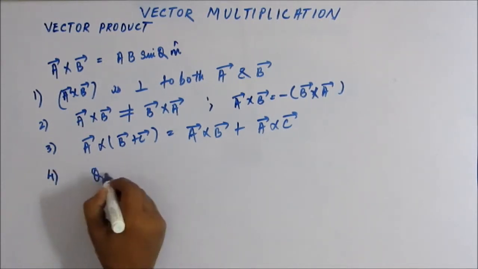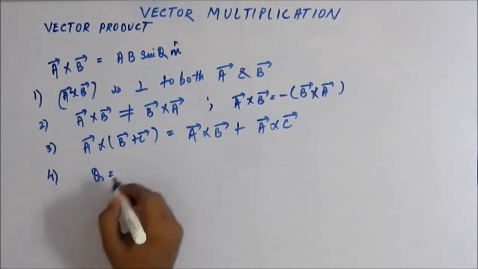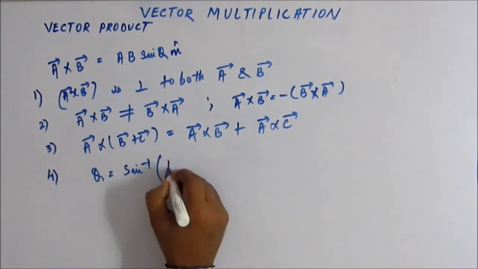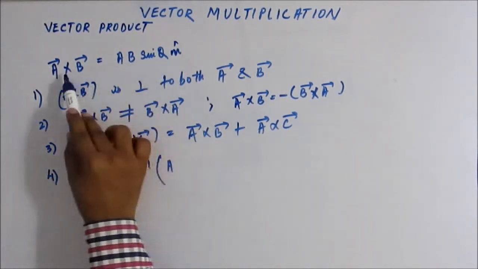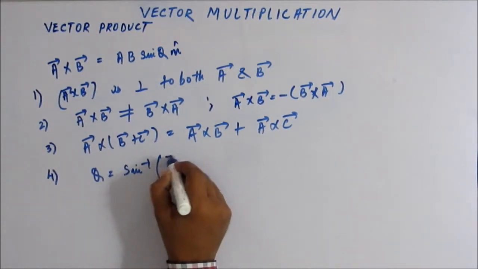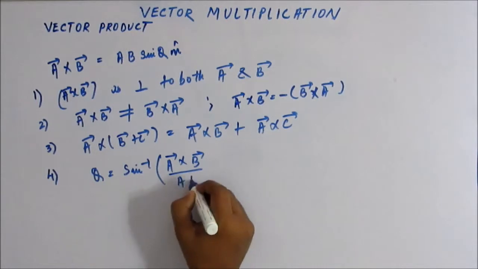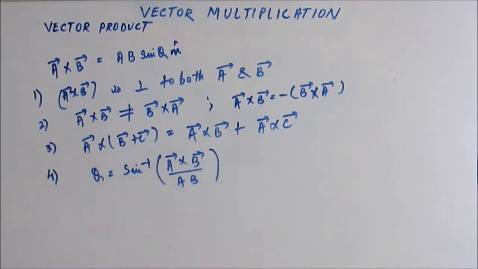Now as we had theta in the case of dot product as cos inverse something, we'll have the same thing as sine inverse something, coming straight from the definition here. And this will be very handy when you know both the vectors and you want to find the angle between them. You can get it from here.